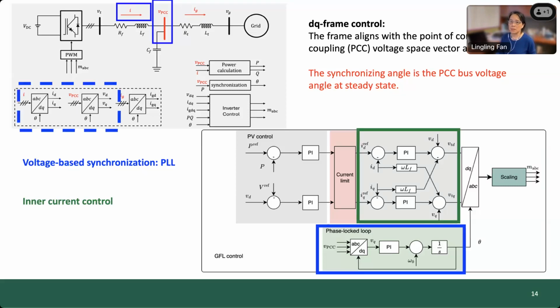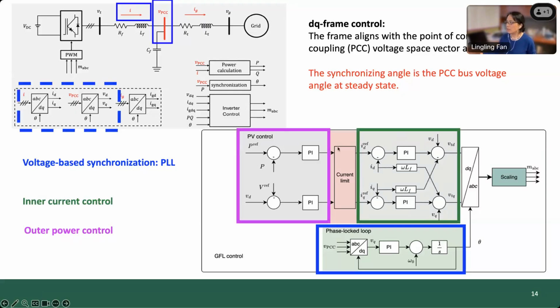And who's generating these references? P and Q. Here I put P and V, but it can be P and Q as well. And internally, you can put a current limiting unit just to make sure that all these references will be kept, so then your converter will not be over current. So that's a very nice DQ frame control of the GFL.